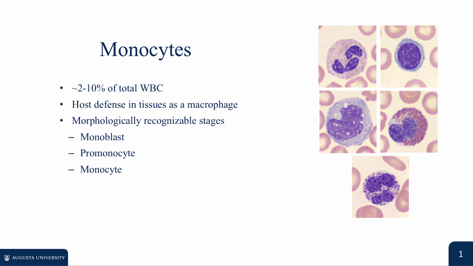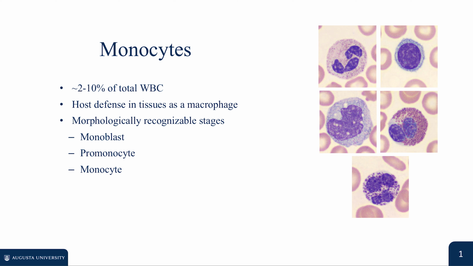Monocytes typically constitute about 2 to 10% of total peripheral blood leukocytes in normal adults. Their primary physiological responsibility is executing host defense, which occurs once they migrate out of the vascular system and transform into tissue macrophages. That tissue transformation represents the culmination of a distinct myeloid maturation pathway.